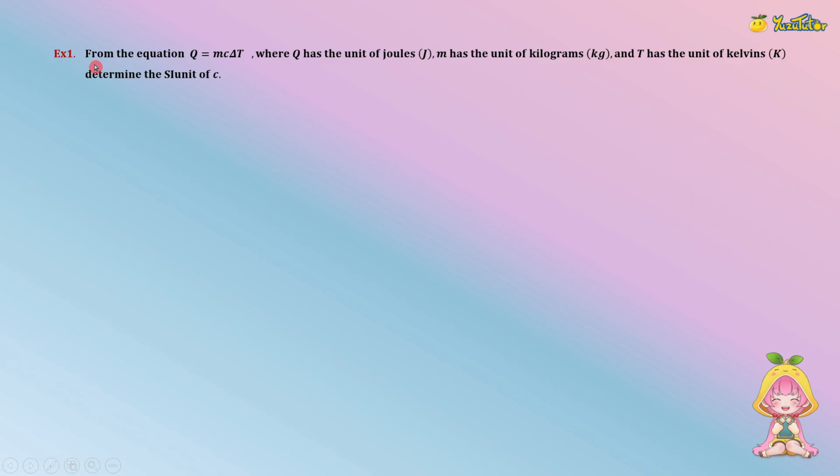Next, let's do some more exercises. Example number 1. From the equation Q equals mc delta T, where Q has the unit of joules, M has the unit of kilogram, and T has the unit of kelvins. Determine the SI unit of C.